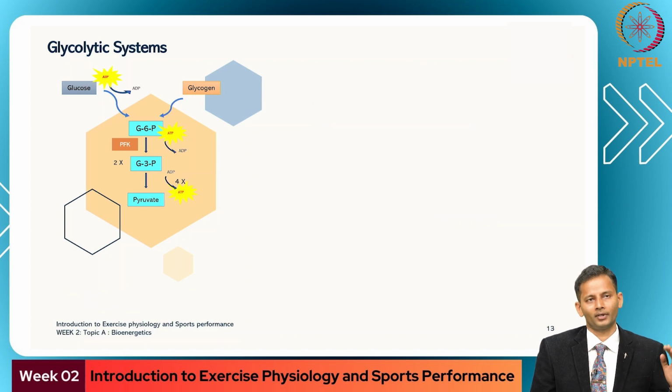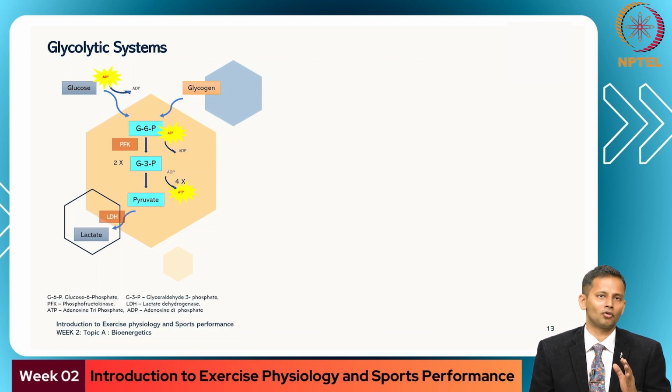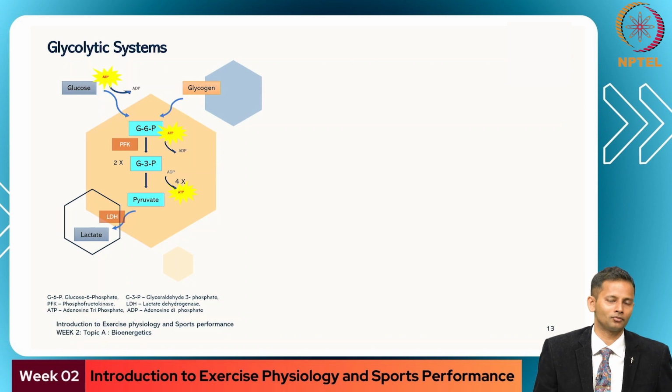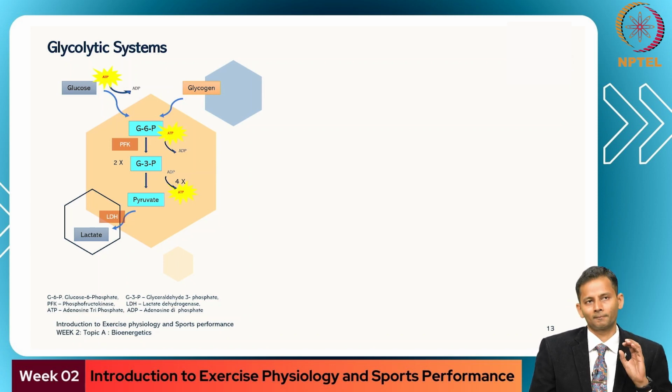So pyruvate is the intermediary compound which can go towards either the anaerobic pathway or the aerobic pathway. In both glycolytic cases, the initial reactions that I have shown are the same. So let's focus on the anaerobic pathway as of now. Here, the pyruvate is already available in the cytoplasm.